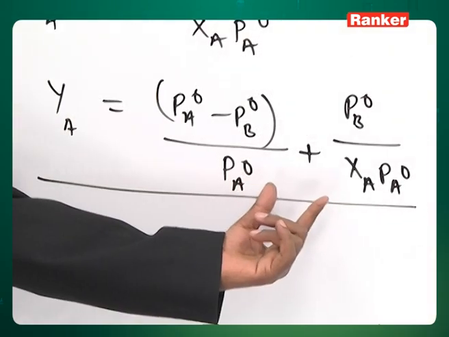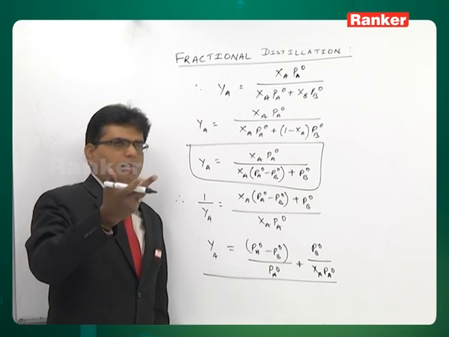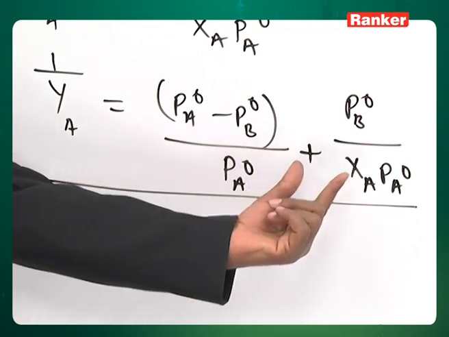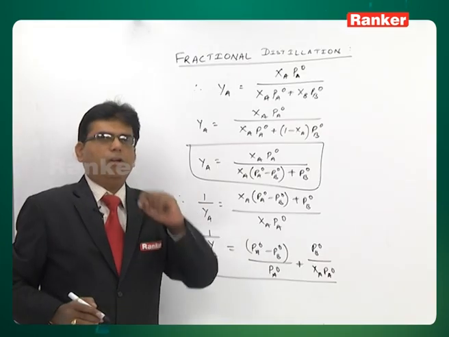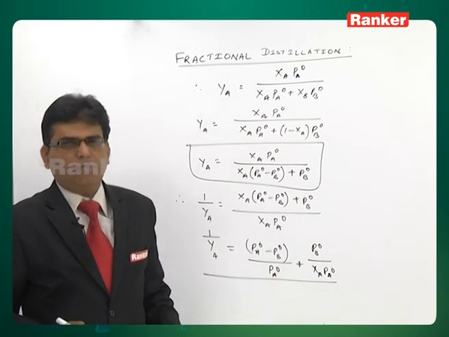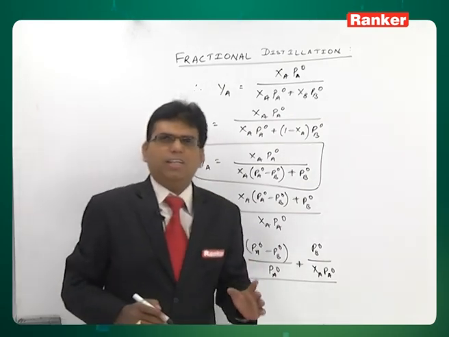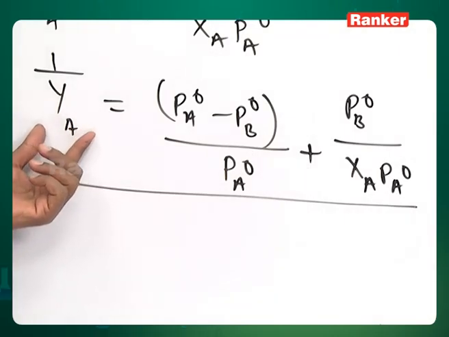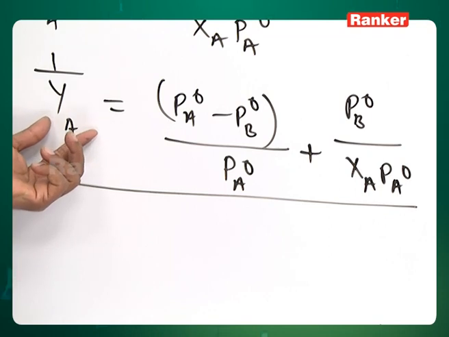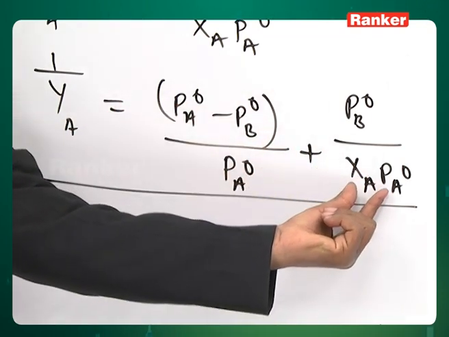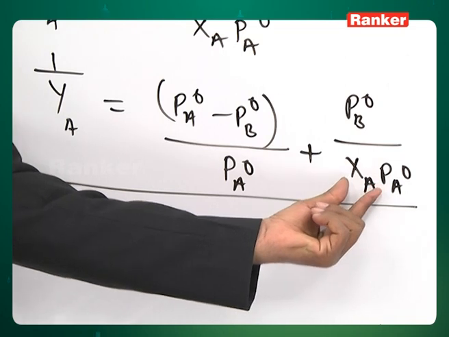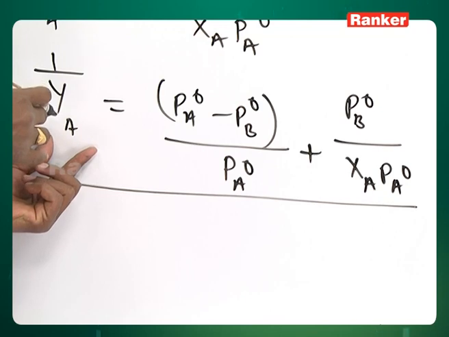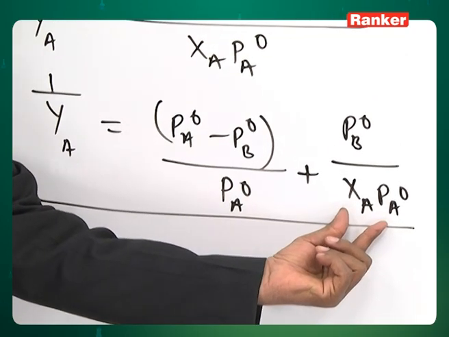Now, why did I rearrange the equation like this? Because writing the equation this way will help us in drawing a particular graph. What kind of graph can we draw? The graph we can draw is one where this equation gives a relation of mole fraction of liquid A in the vapor phase to mole fraction of A in the liquid phase.